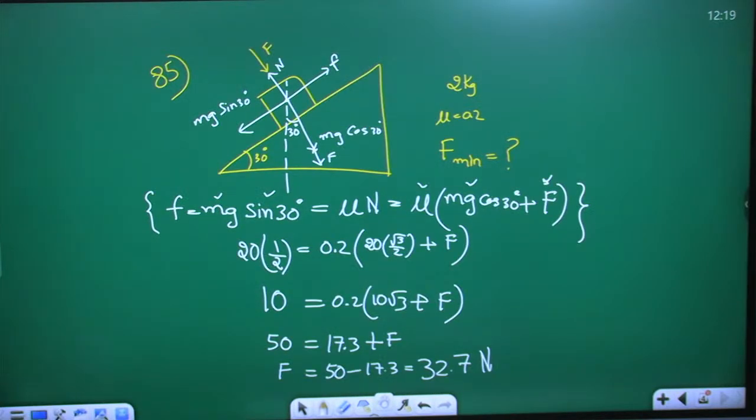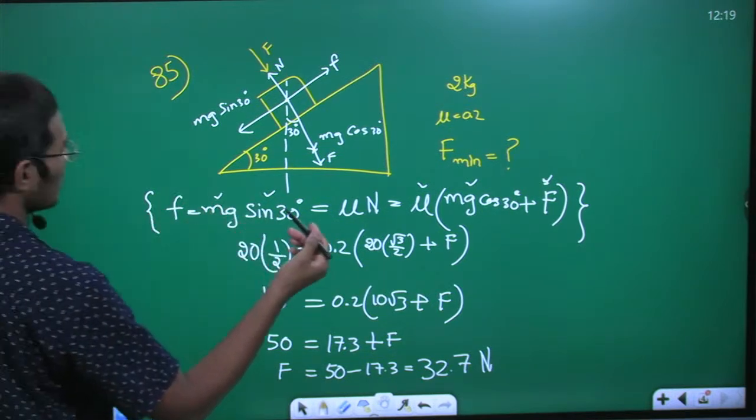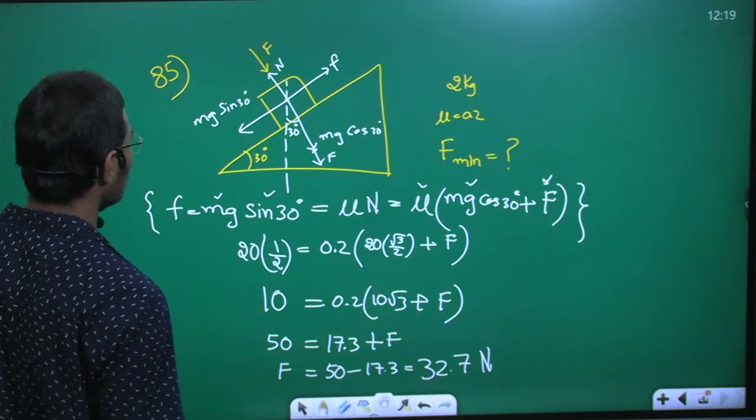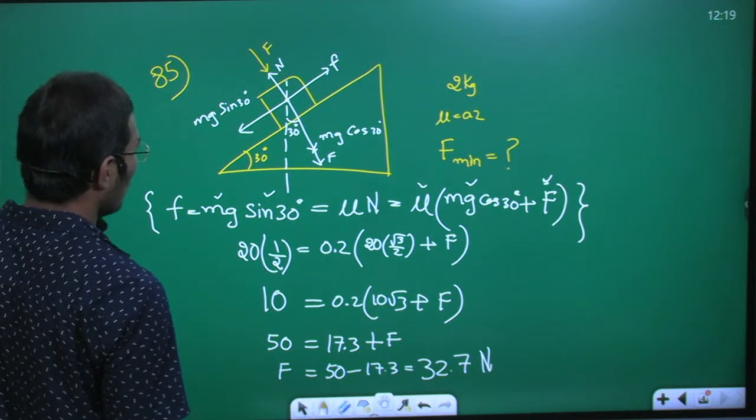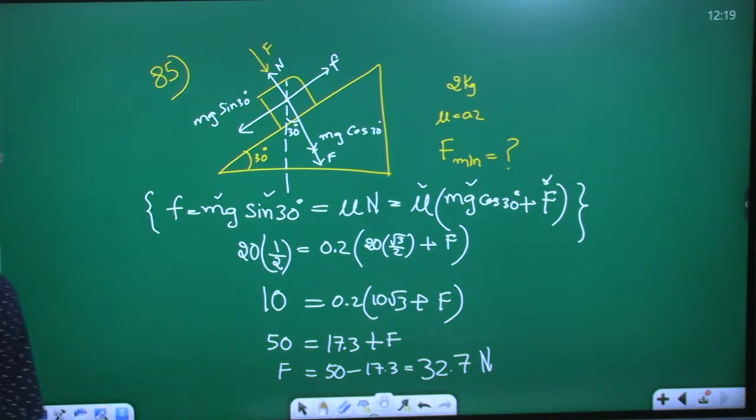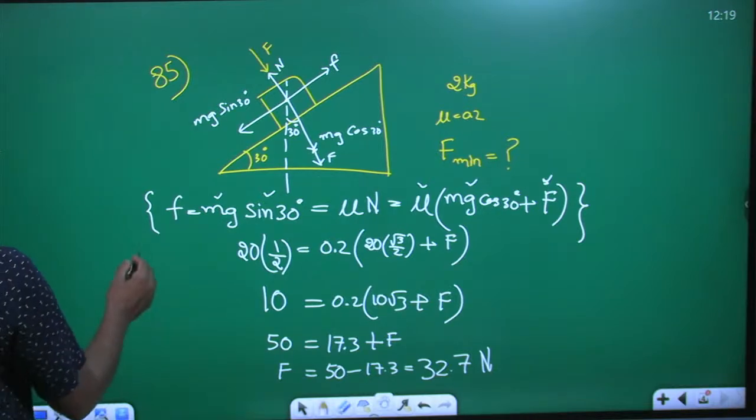So if you want to look at the question completely, the question gives the mass and the coefficient of friction, and F minimum is being asked: the minimum force required to keep the block at rest without sliding. So if you can frame this equation, you are done.